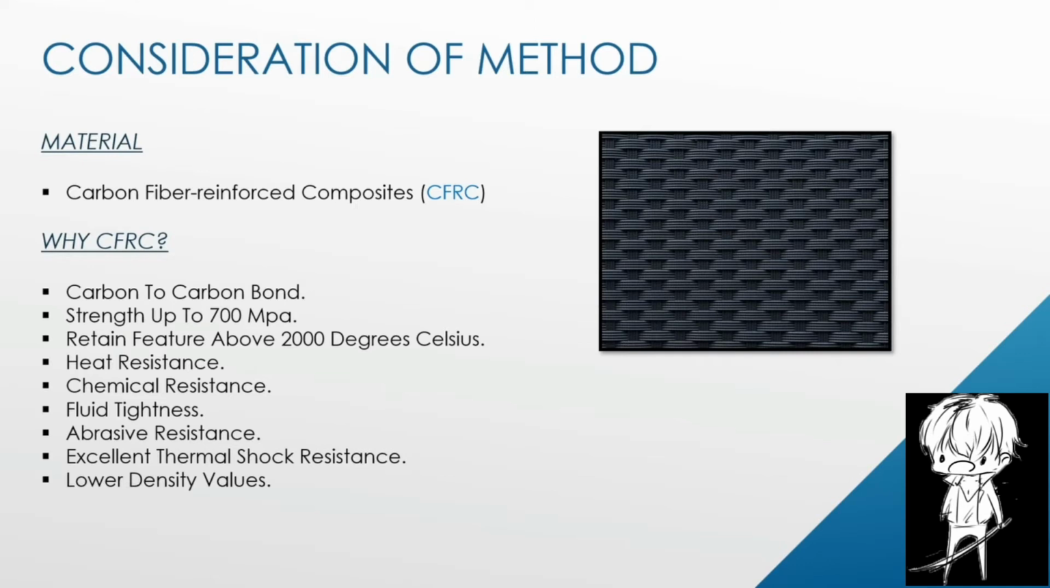Well, CFRC has a carbon-to-carbon bond with unidirectional reinforcement fiber, which allows it to have strength up to 700 megapascal and retain its features above 2000 degrees Celsius. It also has heat resistance, chemical resistance, fluid tightness, atmospheric resistance, excellent thermal shock resistance, and finally a lower density value, which is essential in the aviation wing fabrication sector.